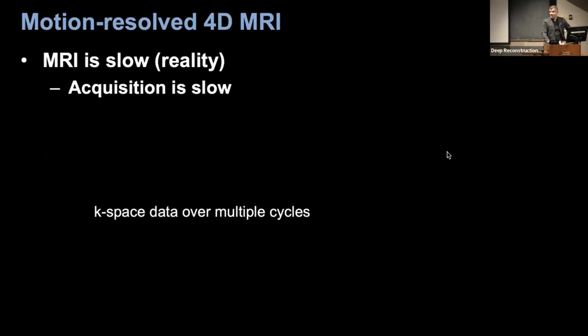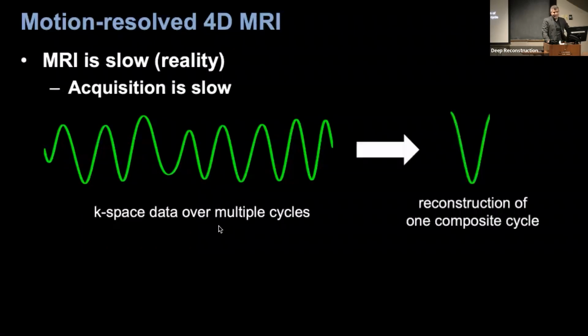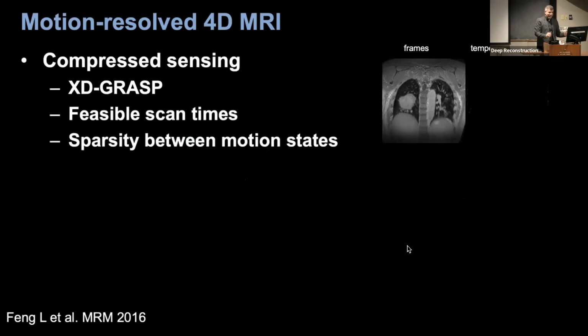The reality is that MRI is not that fast. So what we usually do is acquire data over multiple motion cycles, and then we sort this data into motion frames or motion states, and then we reconstruct one composite cycle. Also, the reconstruction here is high dimensional, so it's slow. So we're still far away from that real-time idea.